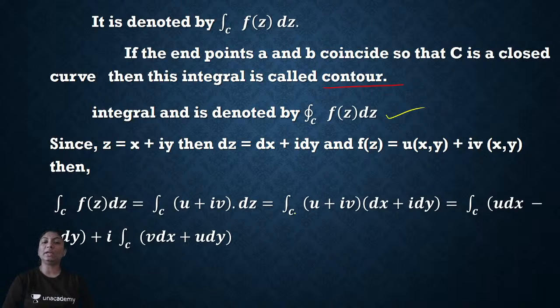Now here the integral over c of (u plus iv) dz means (u plus iv)(dx plus i dy), because z is equal to x plus iy, right? So you will get dz is equal to dx plus i dy, which gives the integral over c of (u dx minus v dy) plus i times the integral over c of (v dx plus u dy).